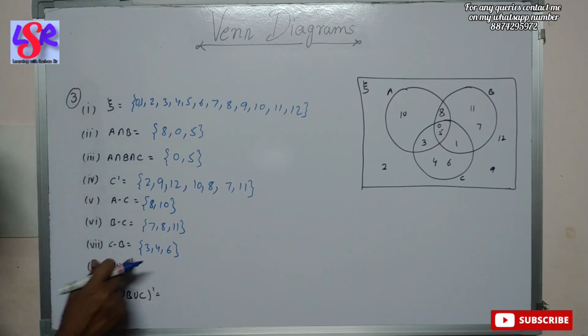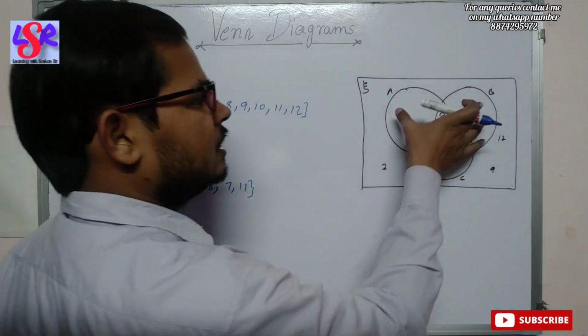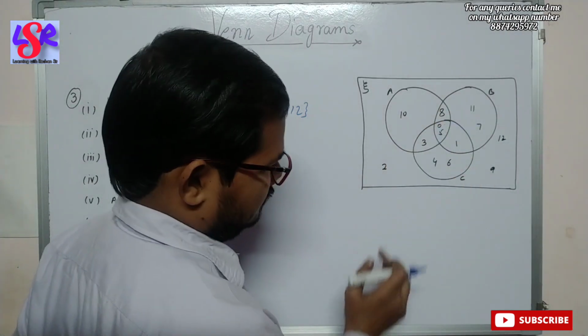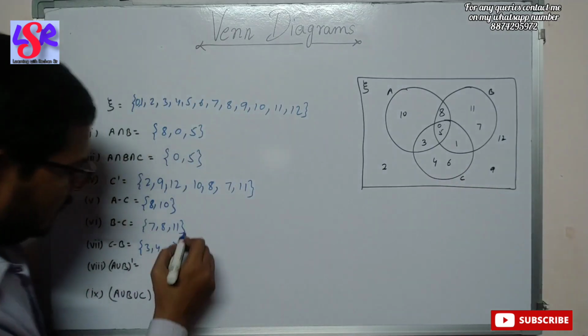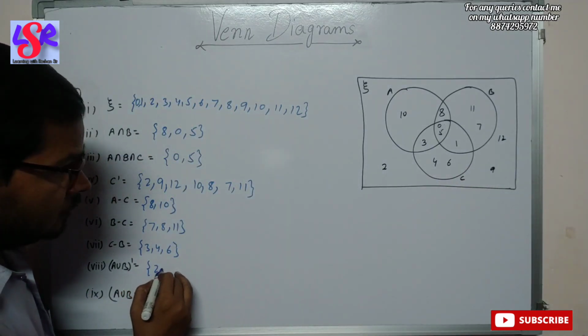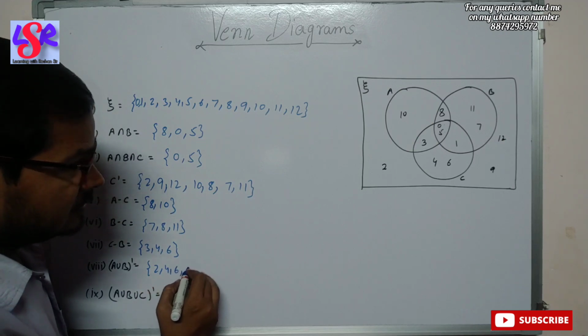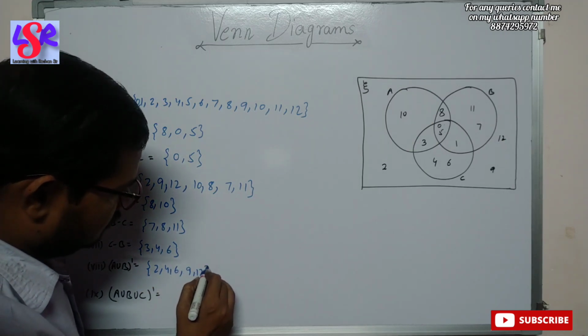Then A union B complement means इन दोनों के कॉमन के बाहर के सारे नंबर. So we are having 2, 4, 6, 9 and 12. So here we get 2, 4, 6, 9 and 12.